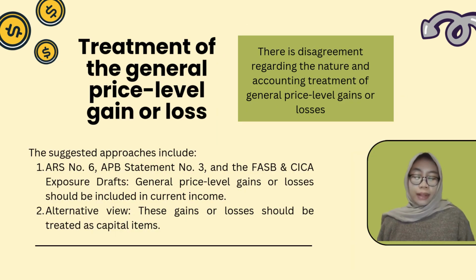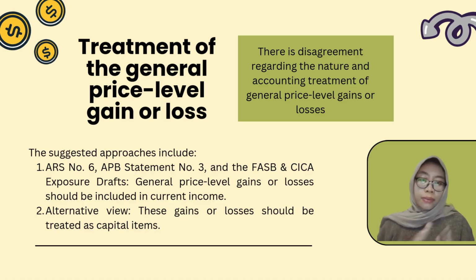Treatment of the general price level gain or loss. There is a lack of consensus among experts and accounting bodies regarding the appropriate treatment of gains or losses arising from change in the general price level. Some approaches, such as those found in Accounting Research Study No. 6, APB Statement No. 3, and the exposure draft issued by the FASB and the CICA, argue that such gains or losses should be included in current income.